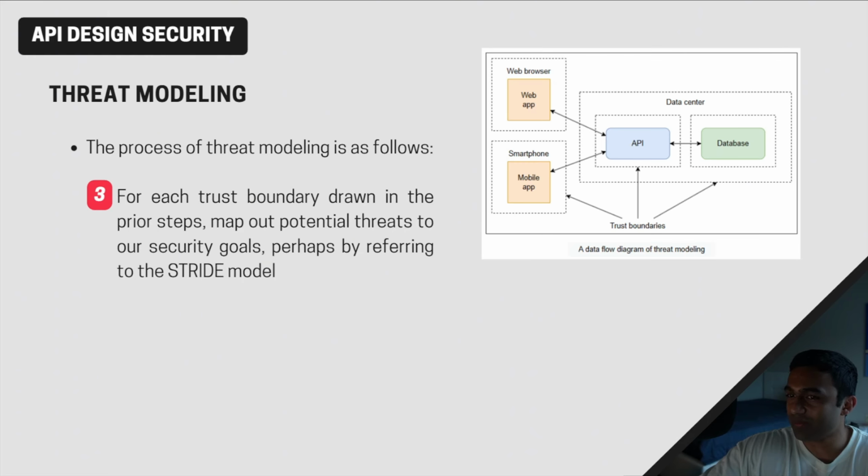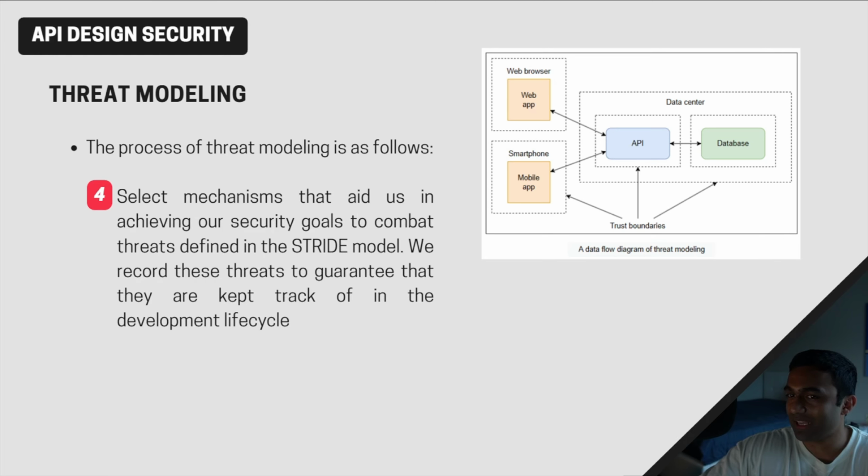And for each trust boundary drawn in the prior steps, map out potential threats to our security goals, perhaps by referring to the STRIDE model. And then select mechanisms that aid us in achieving our security goals to combat threats defined in the STRIDE model. We record these threats to guarantee that they are kept track of in the development lifecycle.